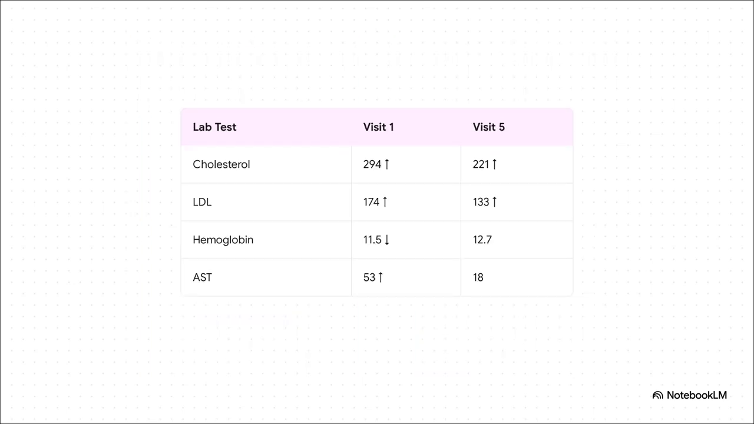And it wasn't just her heart rate. Look at this data. Her crazy high cholesterol and LDL levels, they started coming down. Her anemia, which we can see from that low hemoglobin, it completely resolved. And her liver enzymes, the AST, they totally normalized. This is the proof that her facial droop, her depression, all these weird lab values, they were all tied back to one single root cause.